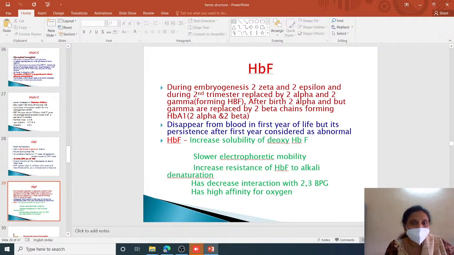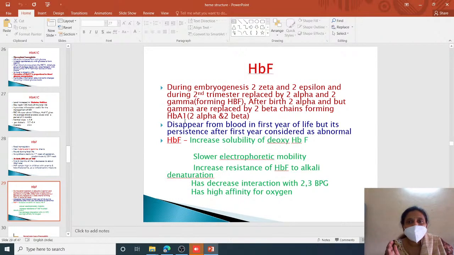At the time of first synthesis, it is composed of 2 zeta and 2 epsilon, and at the end of the second trimester, 2 zeta 2 epsilon has been replaced by 2 alpha and 2 gamma. That is the composition of hemoglobin F, that is fetal hemoglobin. And after birth, 2 alpha remains like that, but gamma has been replaced by beta, forming the adult hemoglobin, that is HbA1. I think you are following.